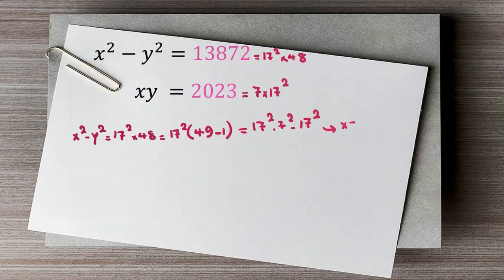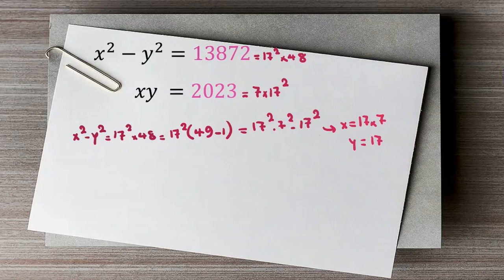Okay. So one answer for this problem: x equals 17 times 7 and y equals 17. You can also negate both x and y because it has no effect on both equations. So another answer is negative 17 times 7 and negative 17. Okay, we found two answers for x, y, but we should check, do we have any other answer or not?